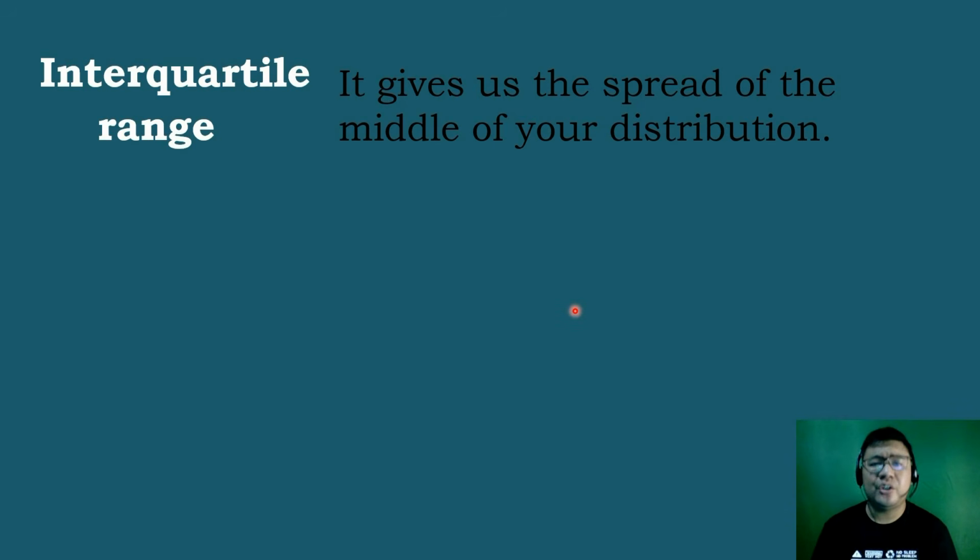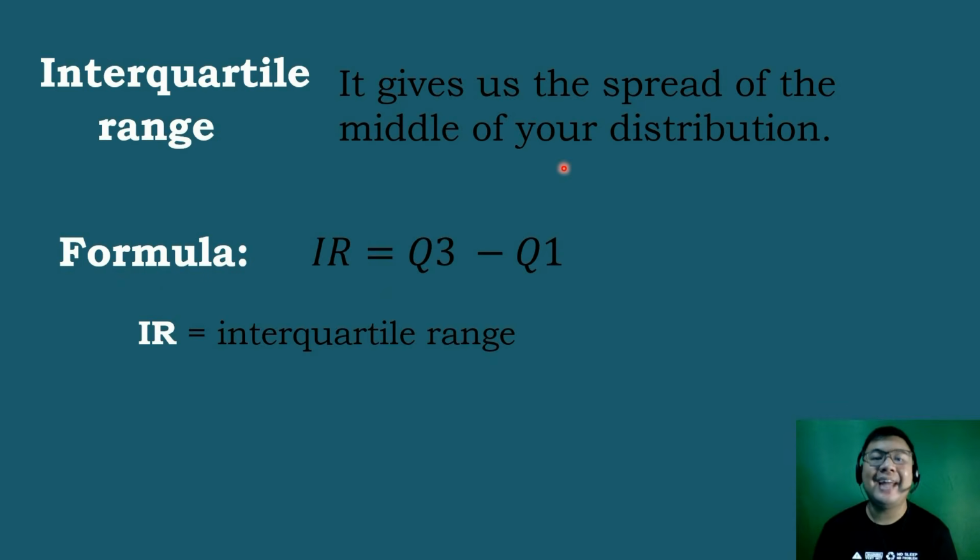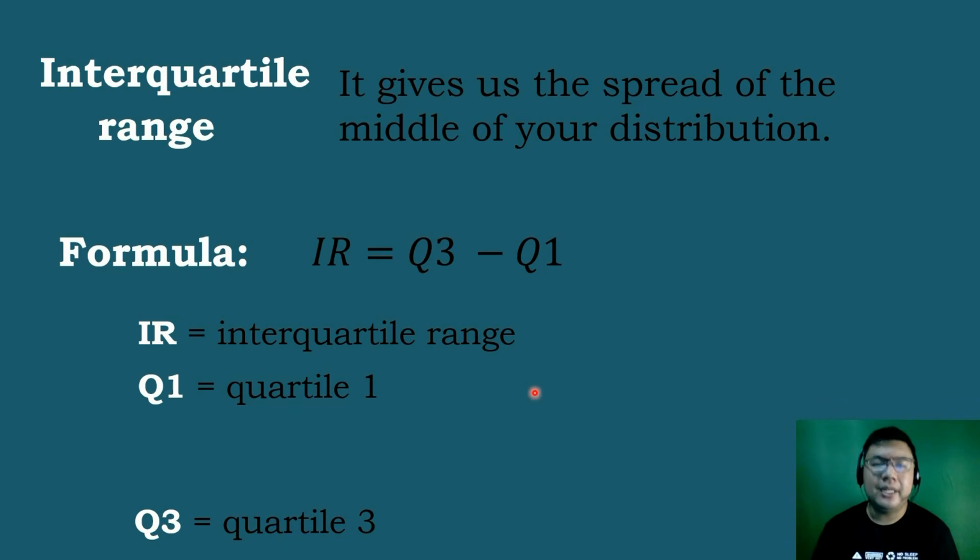To get the value of the interquartile range, we will use the formula IR = Q3 - Q1, wherein IR is the interquartile range, Q1 is quartile 1 or the lower quartile, and Q3 is quartile 3 or the upper quartile. So we will simply subtract the value of quartile 1 from quartile 3.